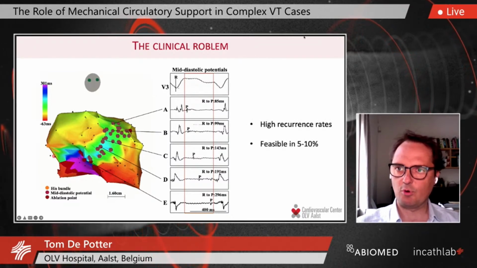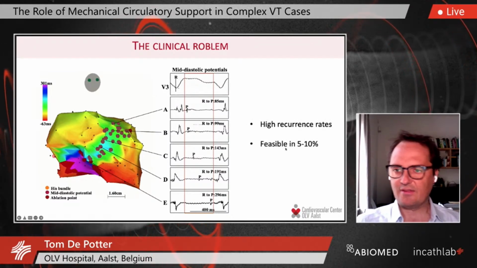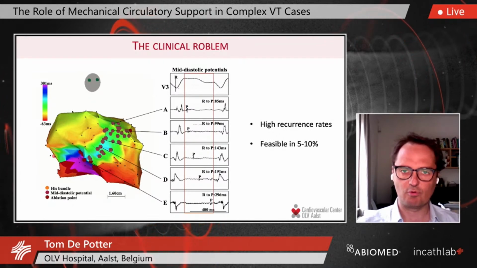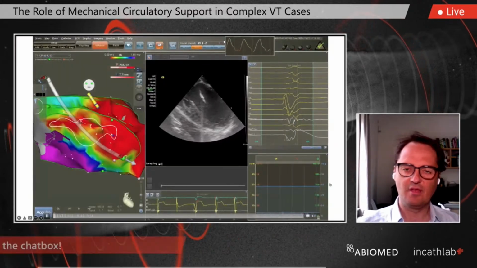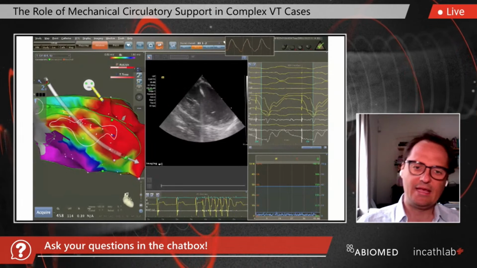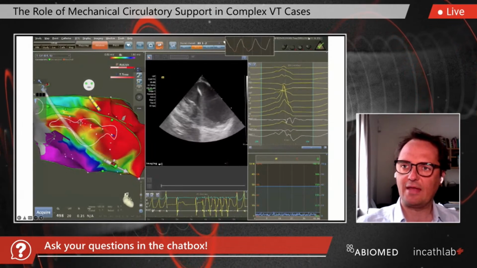The problem with this approach, or the limitation of this approach, is that recurrence rates are high and that the feasibility is low, due, of course, to the fact that most VTs are hemodynamically unstable. This is what it looks like in real life, in practice, if we can map them.